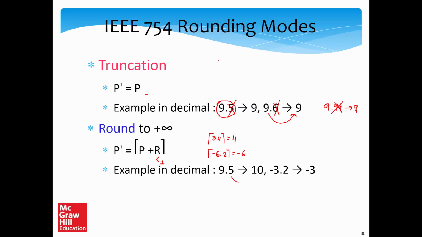So 9.5 we'll round it to 10 because that's the next higher integer. Minus 3.2, if we have a number of this type, we'll round it to minus 3 because that's the next higher or greater integer. So this is rounding to plus infinity. So this also is something that is supported by the IEEE 754 format. And the advantage here is that we always choose the higher integer.